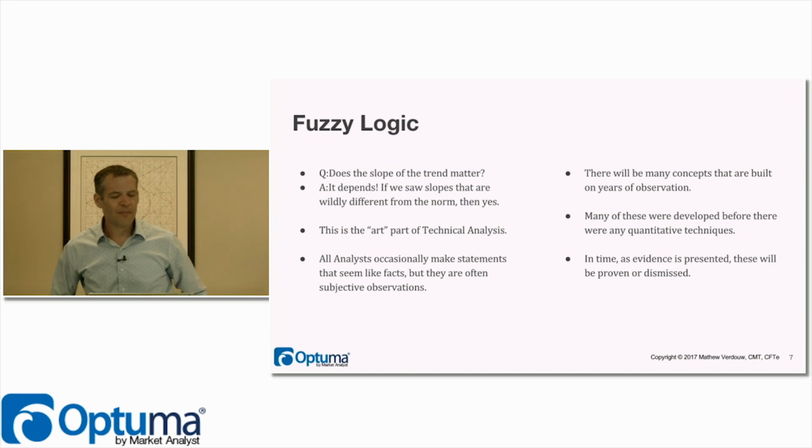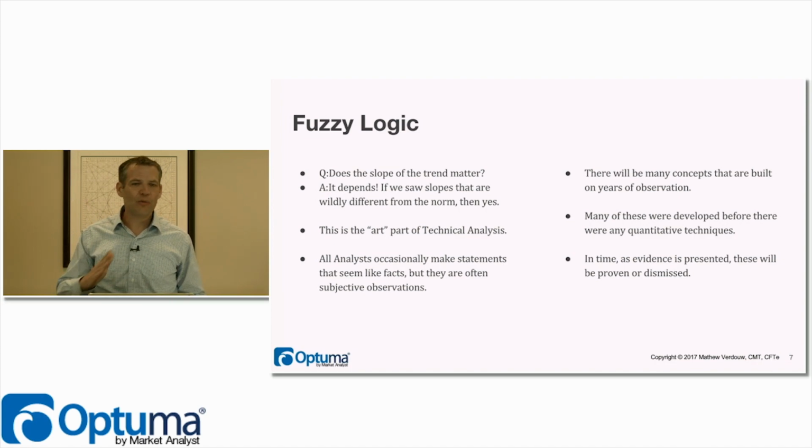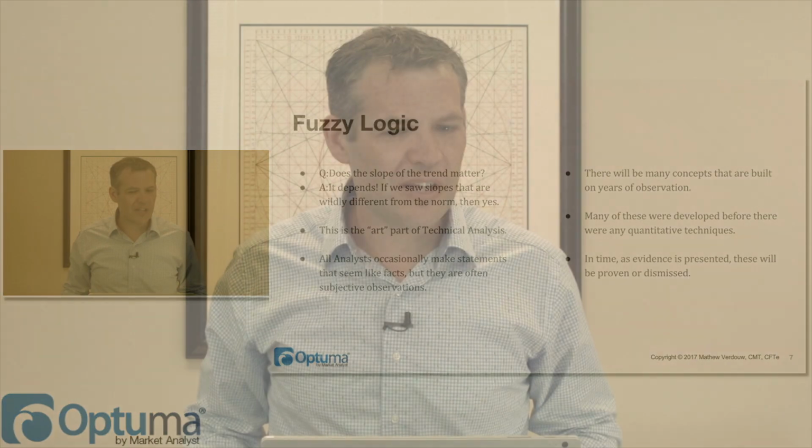So for instance, if we have a market and the primary trends normally go up and down consistently and everything's pretty standard, but then we get a sharp move and the slope of the line is much, much sharper than we've ever seen before. Well then yes, that's very significant. And we'd be paying a lot of attention to that move because it's something which is abnormal.